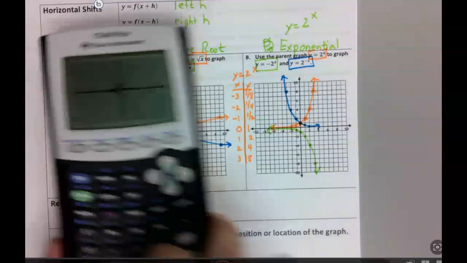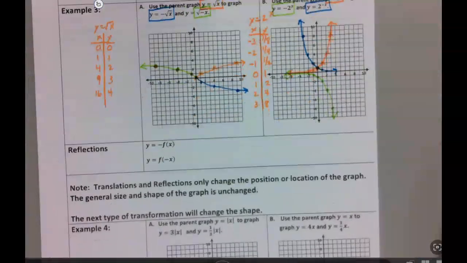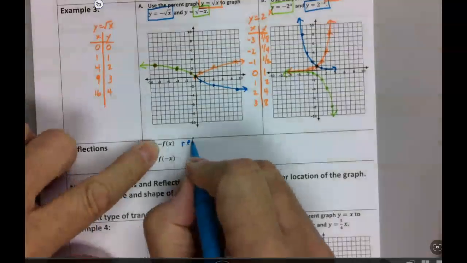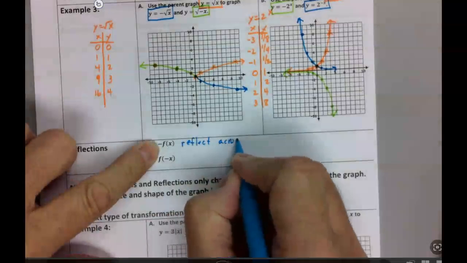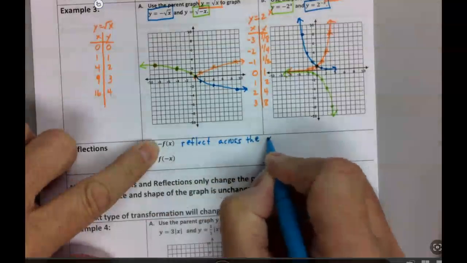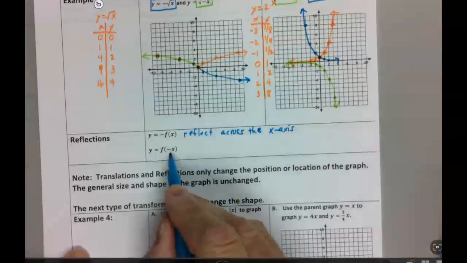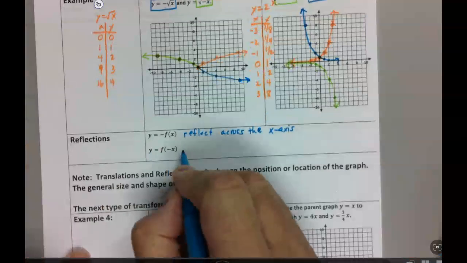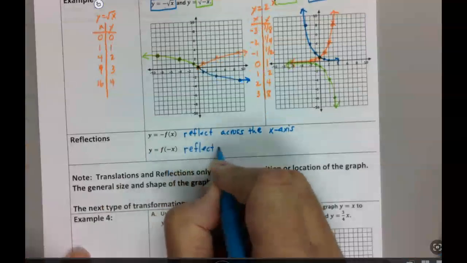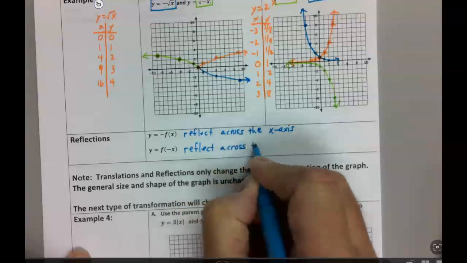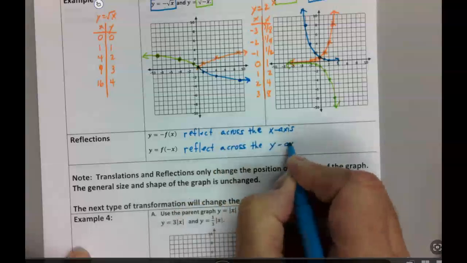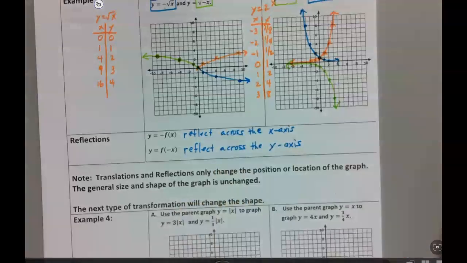So, reflections. When the negative is on the outside, we reflect across the x-axis. Okay? When the negative is on the inside, we negate the x, but we reflect across the y-axis. Notice we haven't done anything with the shape yet, have we? That's what we're doing next. And we'll be done for the day.